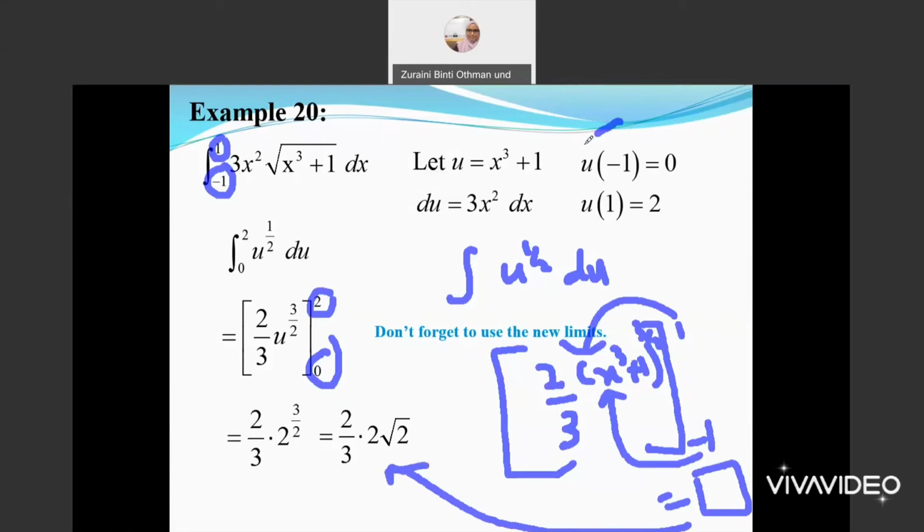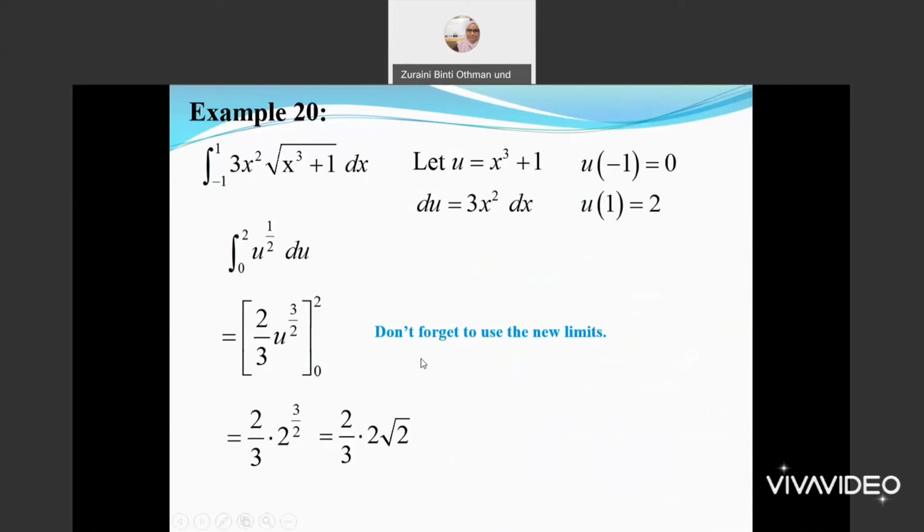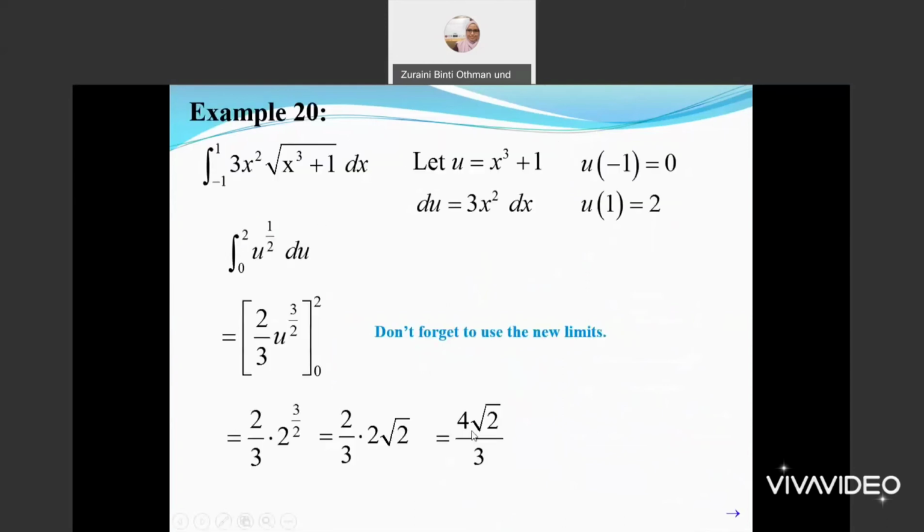Sama ada kamu nak buat yang ini, dapatkan yang baru punya limit, ataupun you want to stick with this but you have to change u dekat ni dia bentuk x, lepas tu masukkan yang asal dekat sini. Okay, so jawapan dia pun sama juga, terpulang. Okay, this is example 20. Okay, dan jawapan dia kalau kita simplify dapat 4 set 2/3.